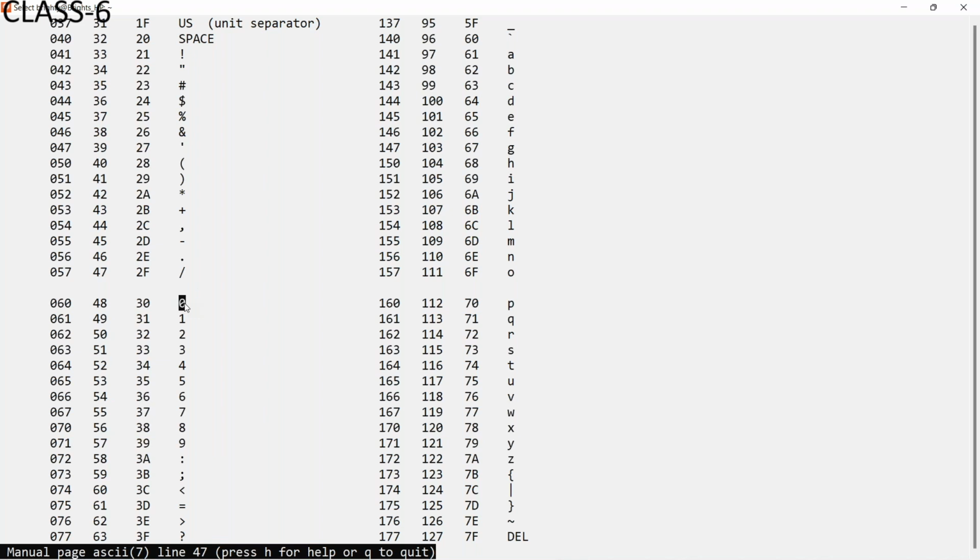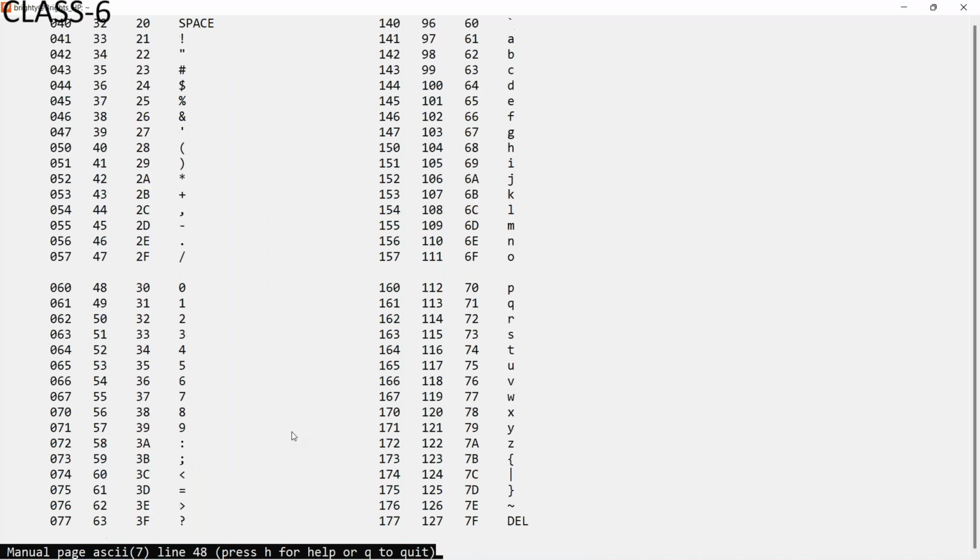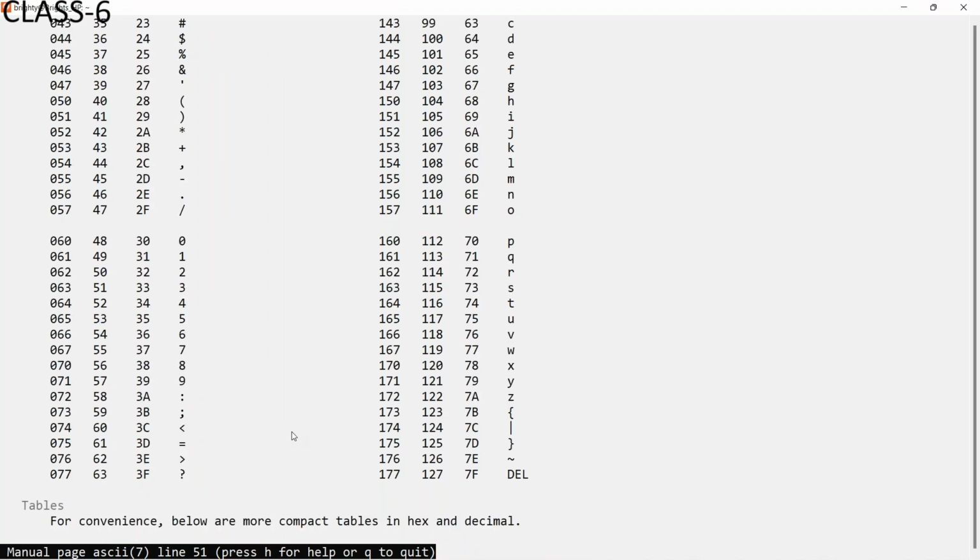So 0 has an integer equivalent of 48. Okay, 0 is 48, which means the integer or the decimal equivalent of this character 0 is 48 and the character 9 is 57. So from 48 to 57 in the ASCII table, that is character 0 to character 9. Where it's used, what's the use of this and all, we will see later. Then like that, for each and every character, there is a representation.